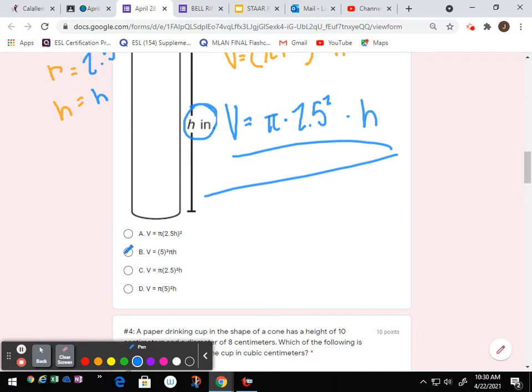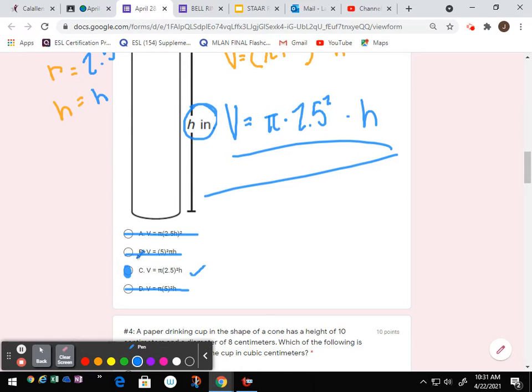A is incorrect because it has 2.5 and H being squared, which is not true. It's just 2.5 being squared. B is incorrect because it has the wrong radius. It's saying the radius is 5, but we said our radius is 2.5. C could be correct. D looks like it's going to be incorrect as well because it says 5 is our radius again. So C is our answer for number 3.